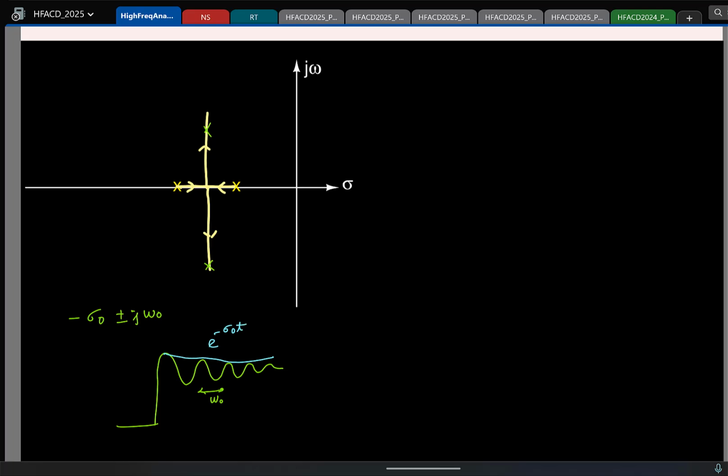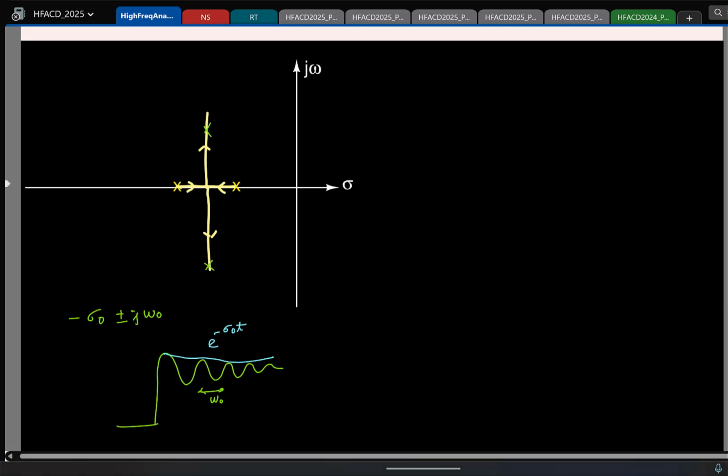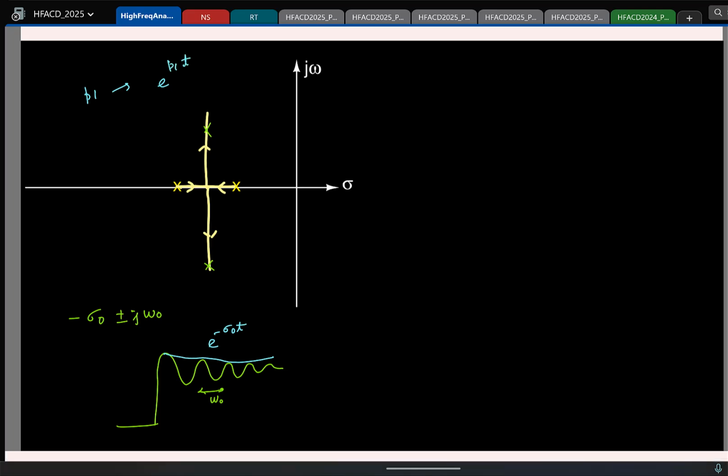Is that fine? Remember, if I have a pole P1, the response will be of the form e to the power P1 times t. That's it. Correct? This is the eigenfunction. Okay, anyways, let's move on.